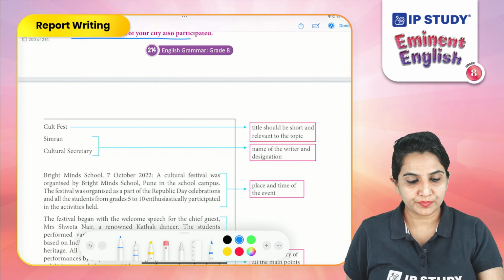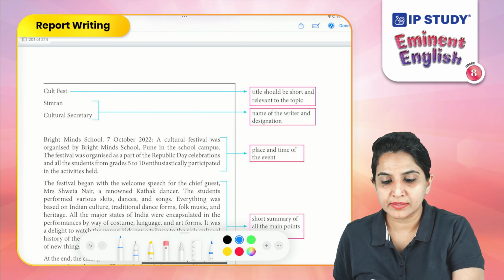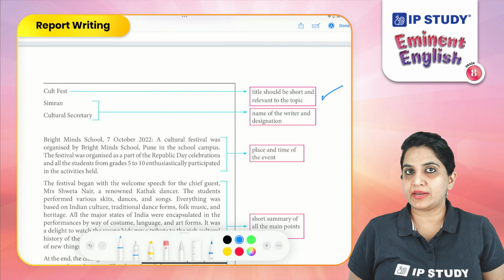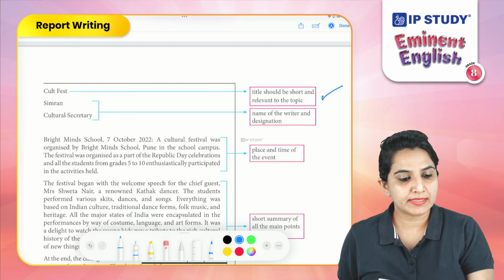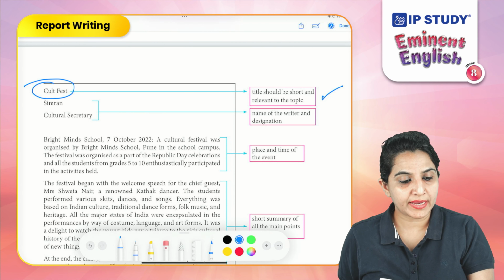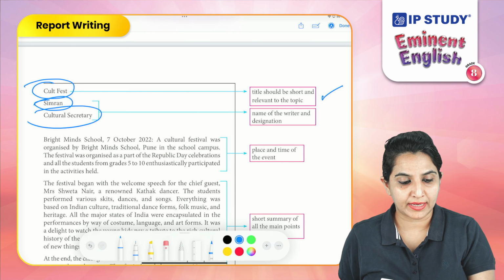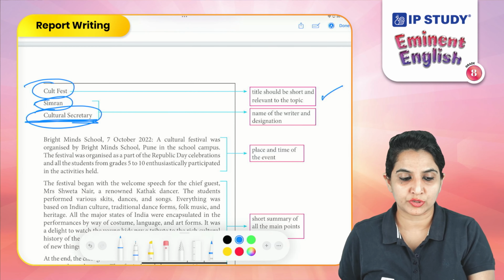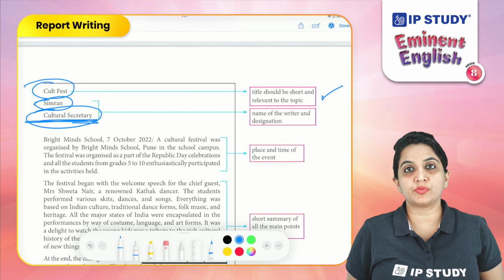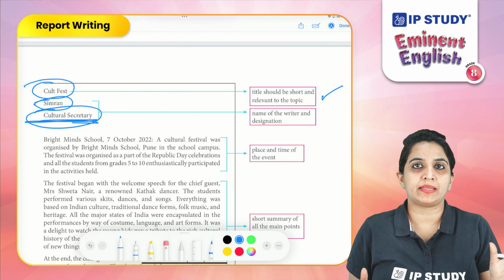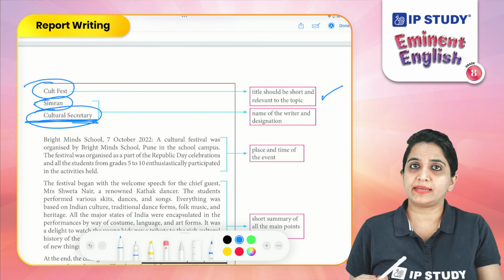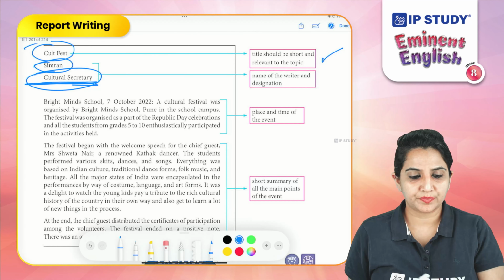Right? So, we list the title of the report, which should be short and relevant to the topic. So it is Cultural Fest. You can give it a short form. Then you can write who is writing it and why you are writing, that means your designation. So Cultural Fest, Simran, Cultural Secretary, or Cult Fest. It could be, because this is the name of the event, it can be anything. For example, if it was an Innovative Minds seminar, you can write the name of the event.